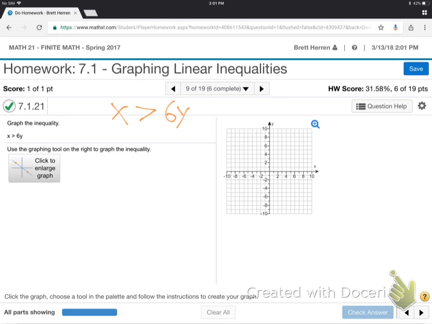What's first step on this one? Gotta get y alone, right? Gotta get y by itself. Whenever there is a y, we have to get y alone. So divide by 6, right? Divide by 6, get y alone.